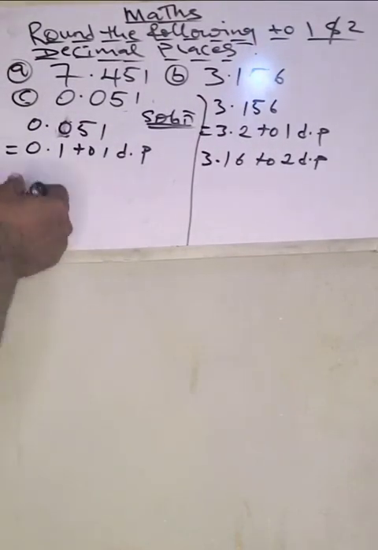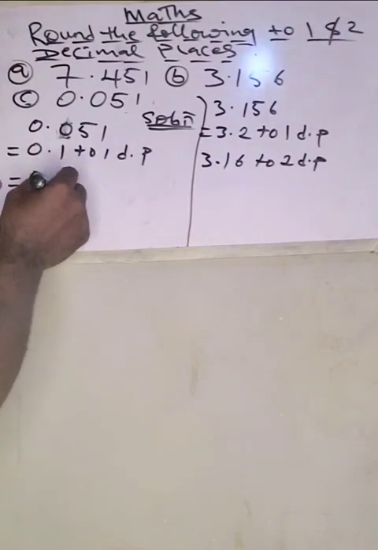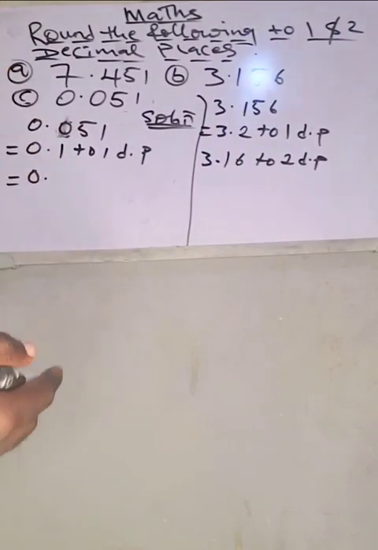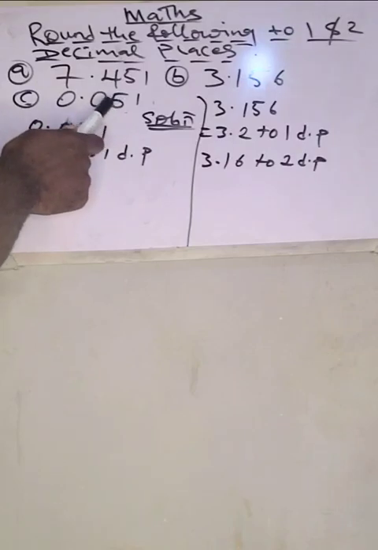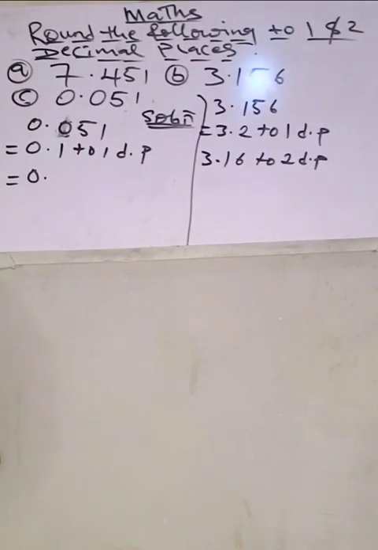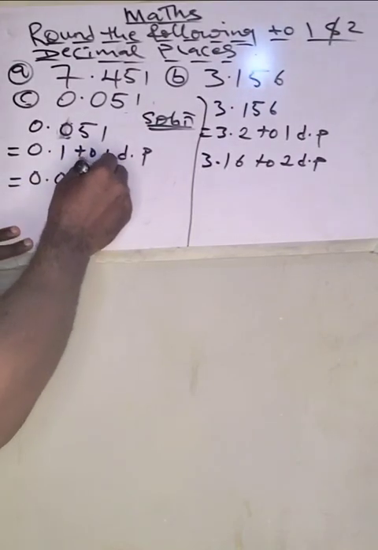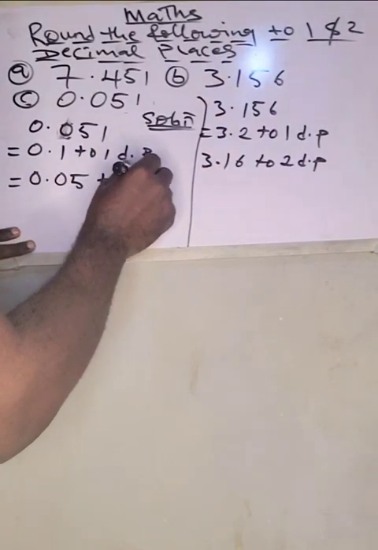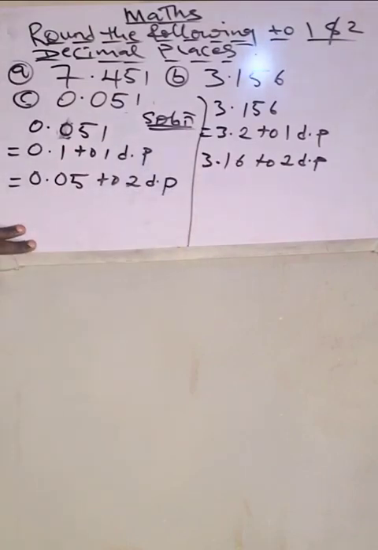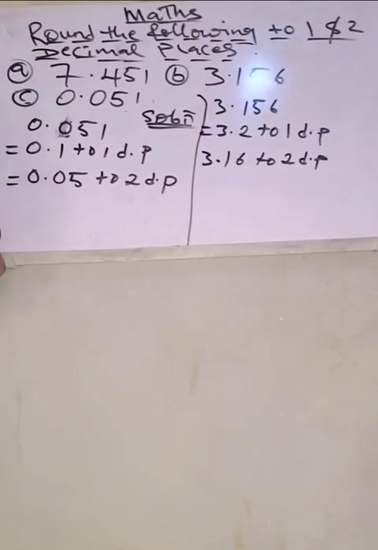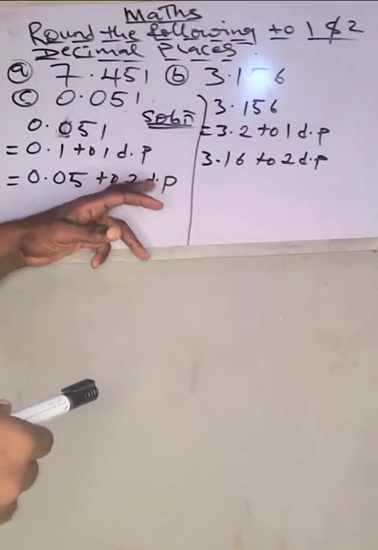The 2 decimal places: our target is to have the first 2 digit numbers, 0 and 5. The last digit is not up to 5. Remember that our target is to have only 2 digit numbers after the decimal point. So our final answer here is 0.05 to 2 decimal places.